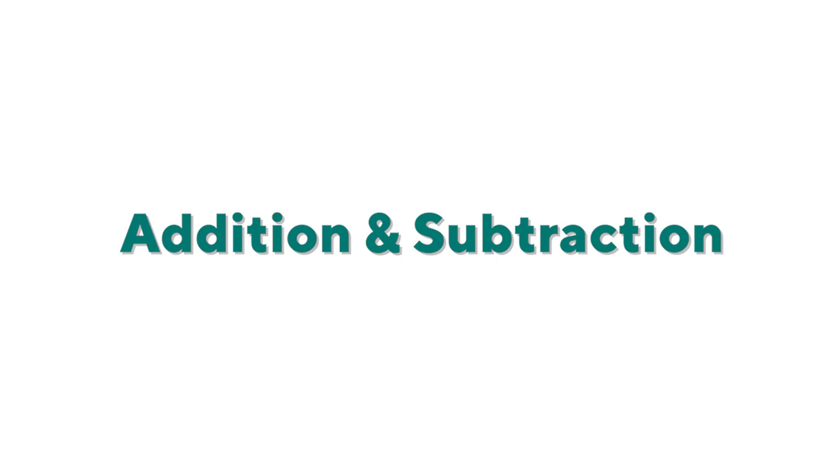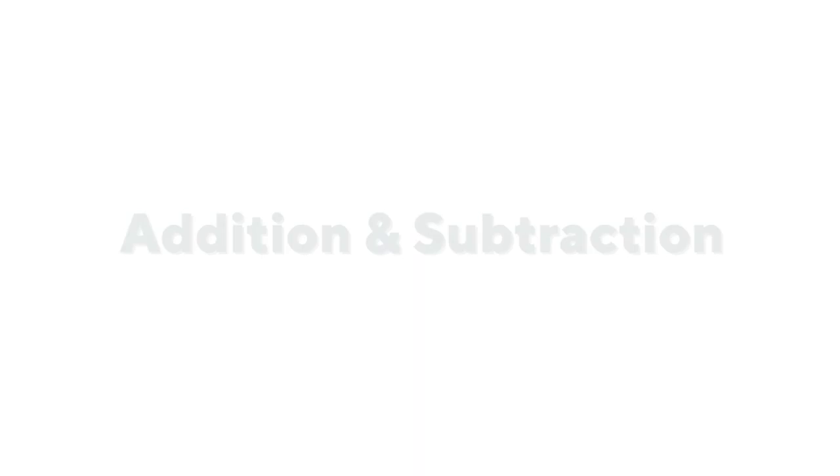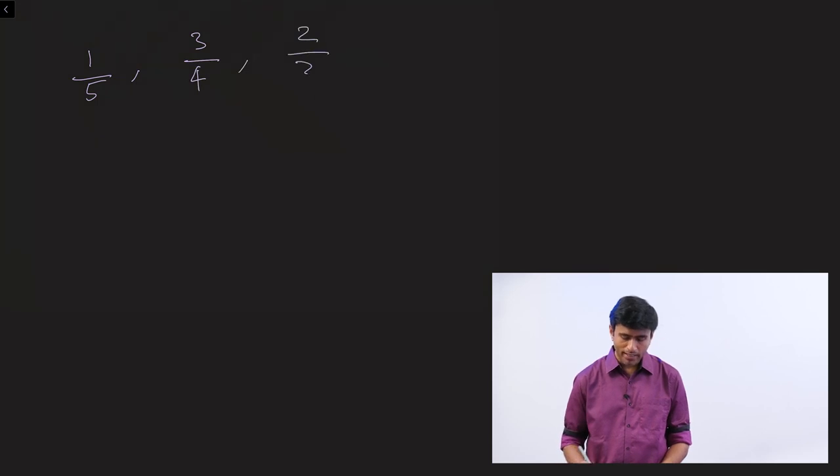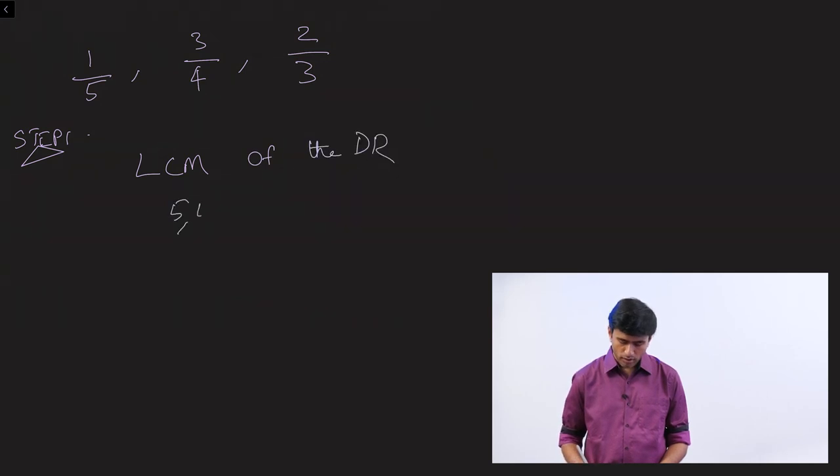Now let's talk about addition and subtraction of fractions. How do we add and subtract fractions? Take an example, 1 by 5, 3 by 4, 2 by 3. How do we add these 3 fractions? Step 1, find the LCM of the denominators. 5, 4, 3. What is the LCM? 60. That's your step 1.